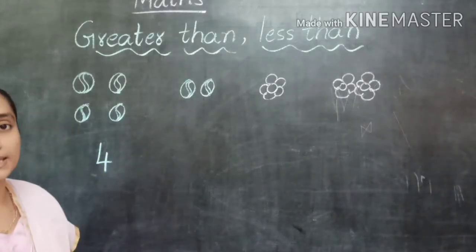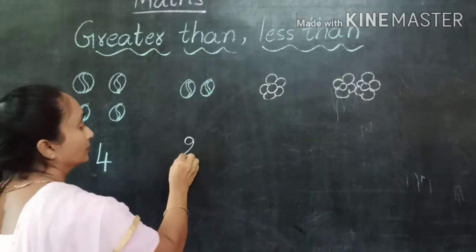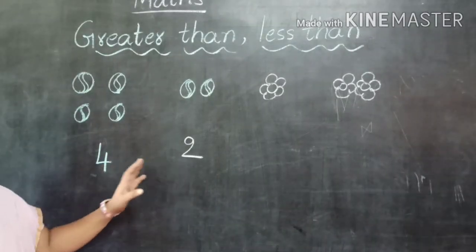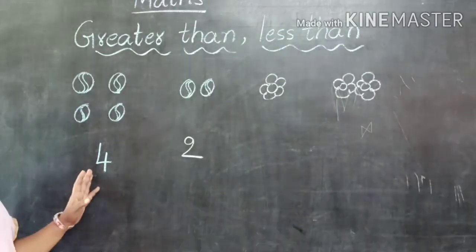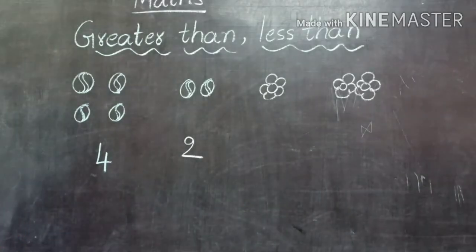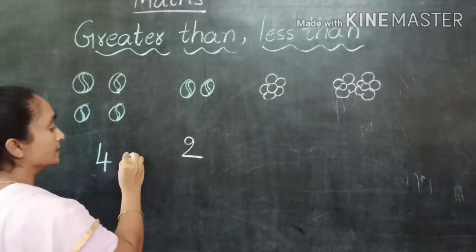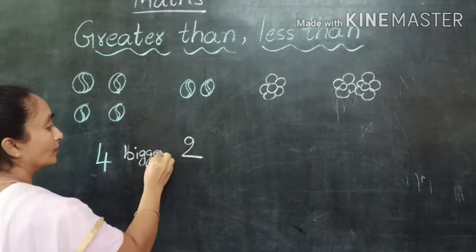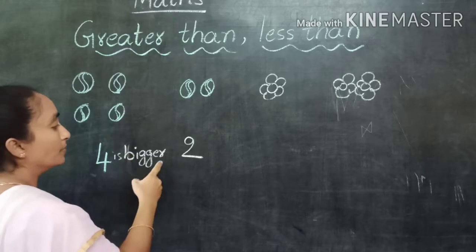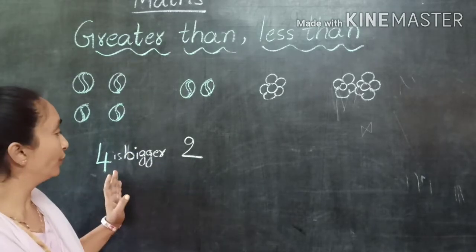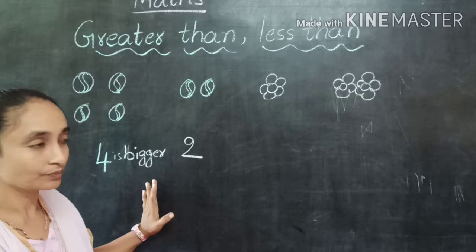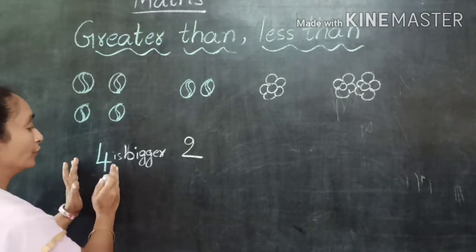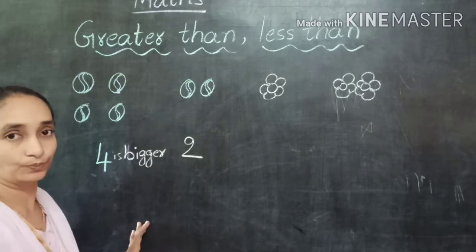And here how many balls can we see? 2. 4 and 2. From these two numbers, which is the big number? 4. So how will we read this? 4 is bigger than 2. If we compare these two numbers, 4 is bigger than 2.